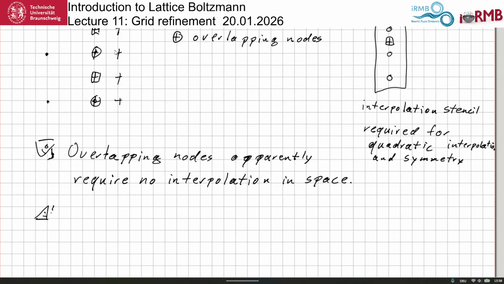So this apparently is a trick question if I ask it like this. Who is for good? Who likes this? Who is for bad? So, no interpolation from fine to coarse. Why would that be a bad thing?